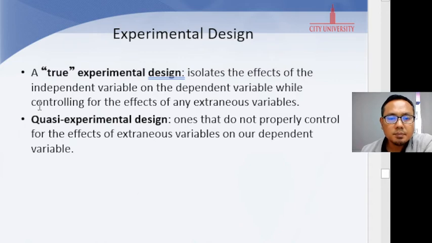So a true experimental design isolates the effect of the independent variable on the dependent variable while controlling for the effect of any extraneous variable. And a quasi-experimental design is one that does not properly control for the effect of extraneous variables on our dependent variable.